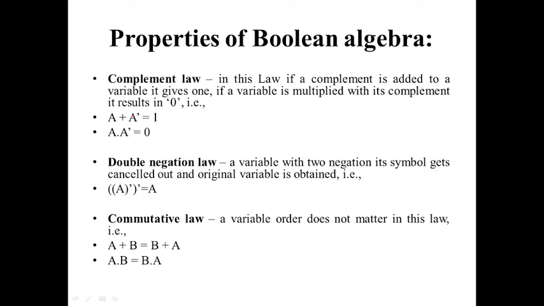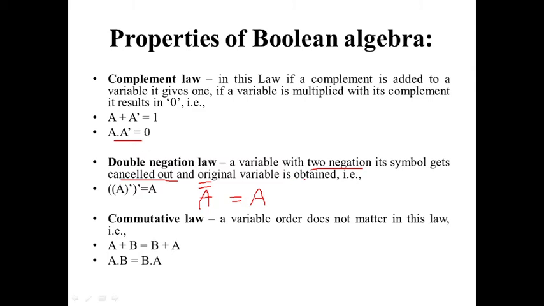The first rule is A plus A bar is equal to 1, and the second rule is A into A bar is equal to 0. Next law is the double negation law. When you take the double bar on a variable, it becomes A. So A double bar is equal to A. When you take two negations, the negation gets cancelled out and the original variable is obtained.